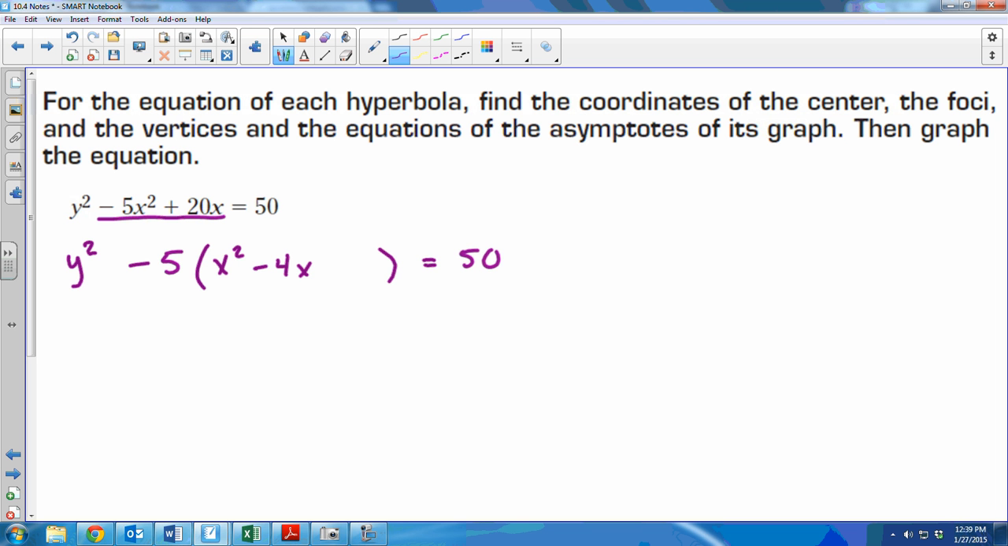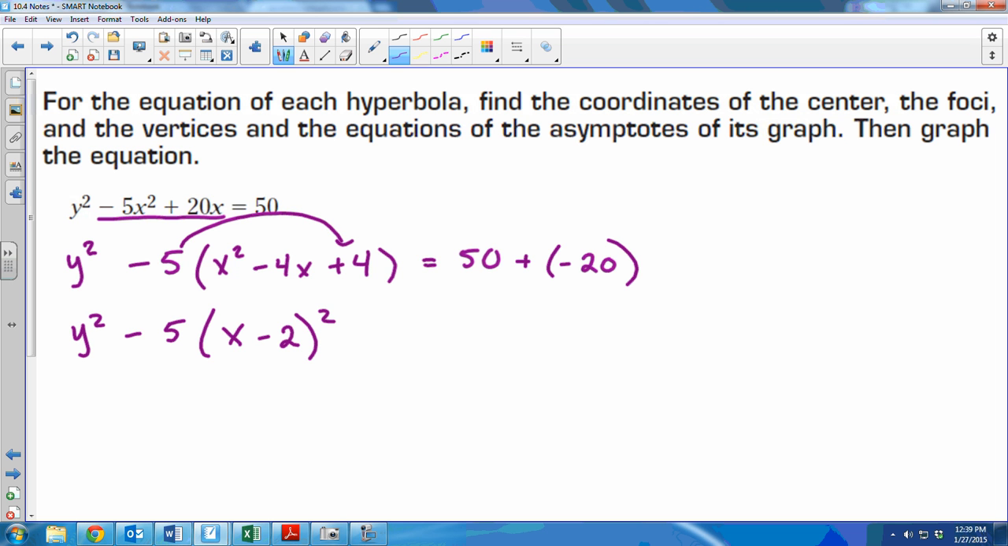Yeah, so we're going to complete the square. So negative 4 divided by 2 is negative 2, and negative 2 squared is positive 4. So we're going to add 4, but when we distribute, we're multiplying by a negative 5. So we're adding negative 20 to the other side. So again, the whole entire moral of the story here is watch your negative. So I have y squared minus 5 times x minus 2 quantity squared equals 30.